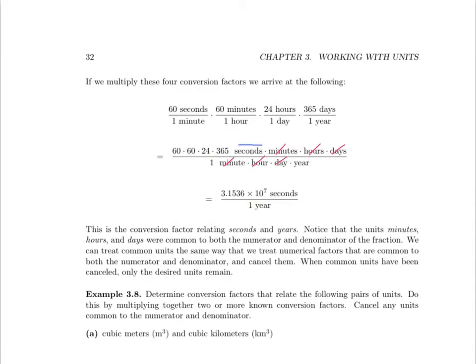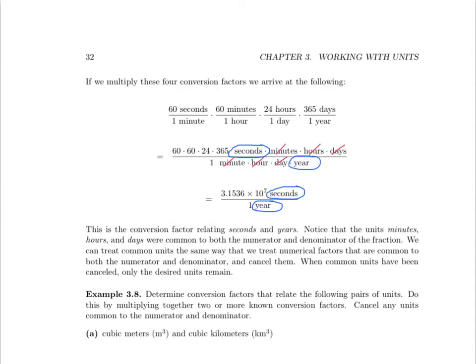This leaves us with seconds in the numerator and year in the denominator, which is why you're seeing them right here. So notice we arrive at a fraction that has seconds in the numerator, years in the denominator. Therefore, this should be the conversion factor relating seconds and years. In other words, what we've determined is by multiplying these four conversion factors together, we have found out that there are 3.1536 times 10 to the 7 seconds in 1 year.